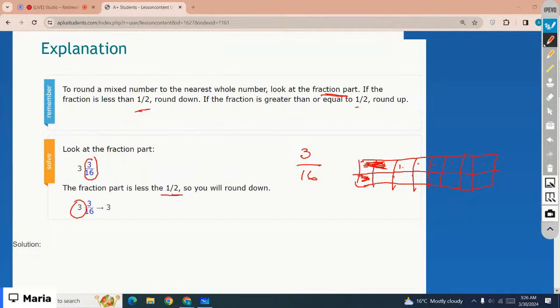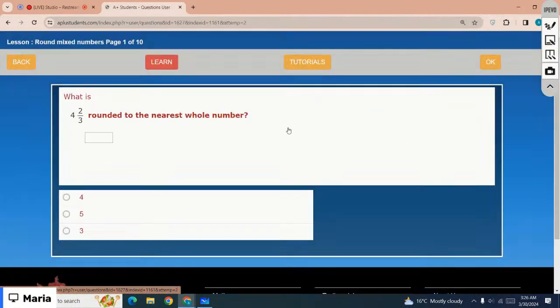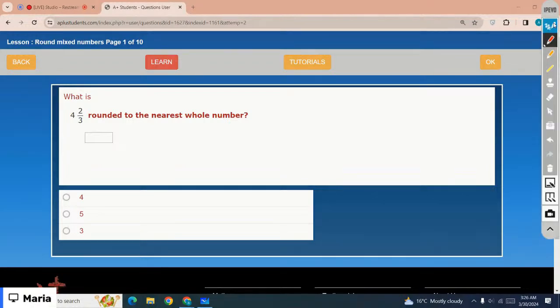Okay, let's just start with the practice questions. Okay, 4 whole 2 by 3 rounded to the nearest whole number, right? The lesson we have just finished before this one. When we were working on the lesson, you were worried about the one you missed. Now, the fractional part is 2 over 3.